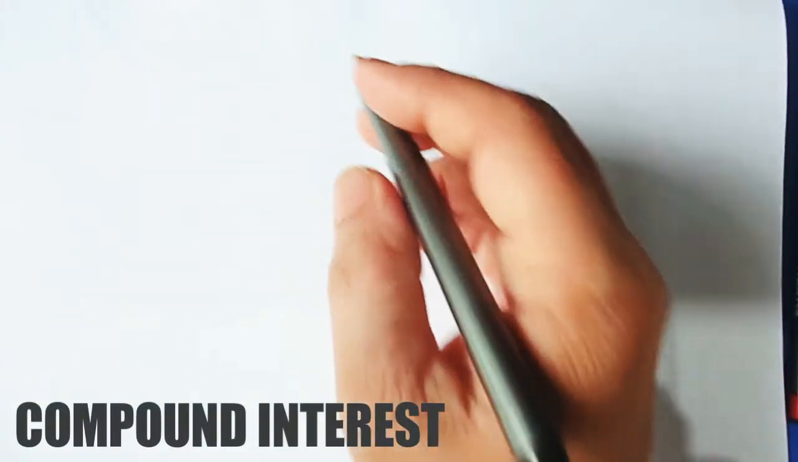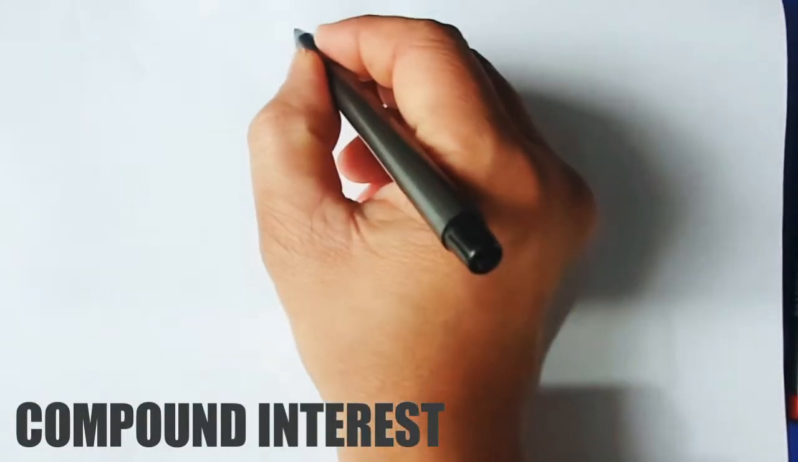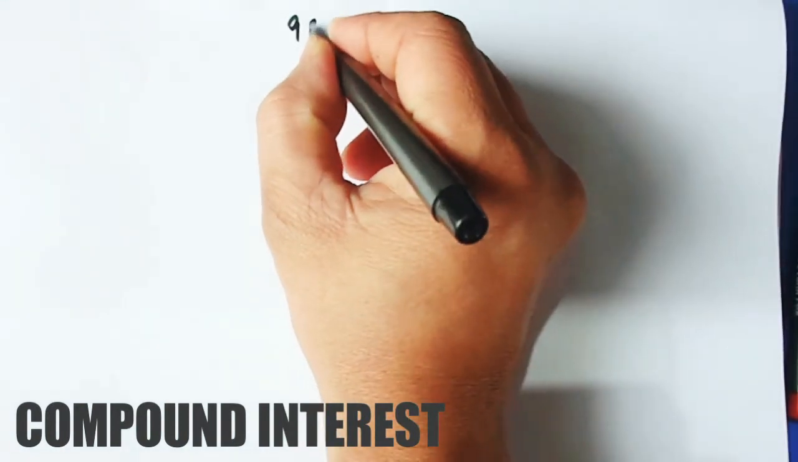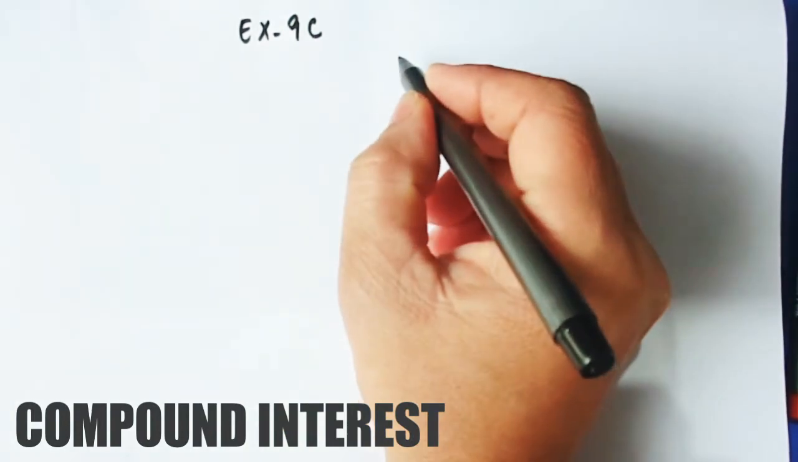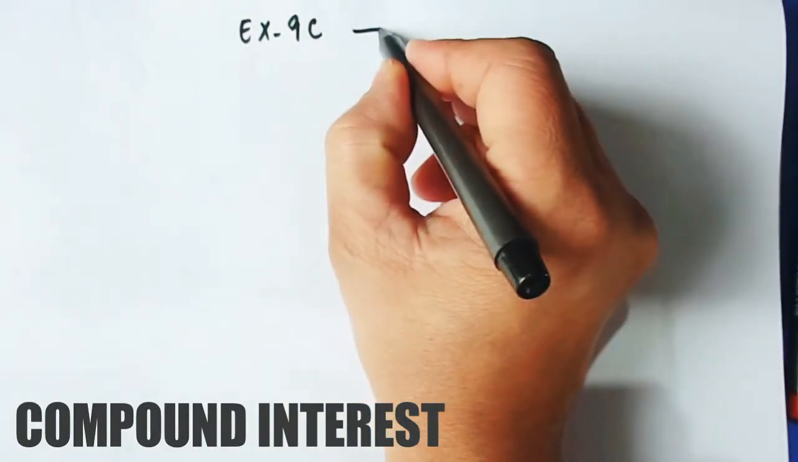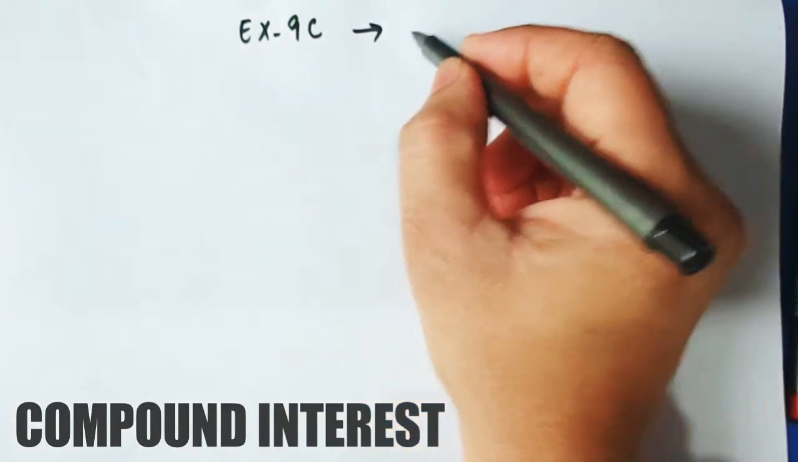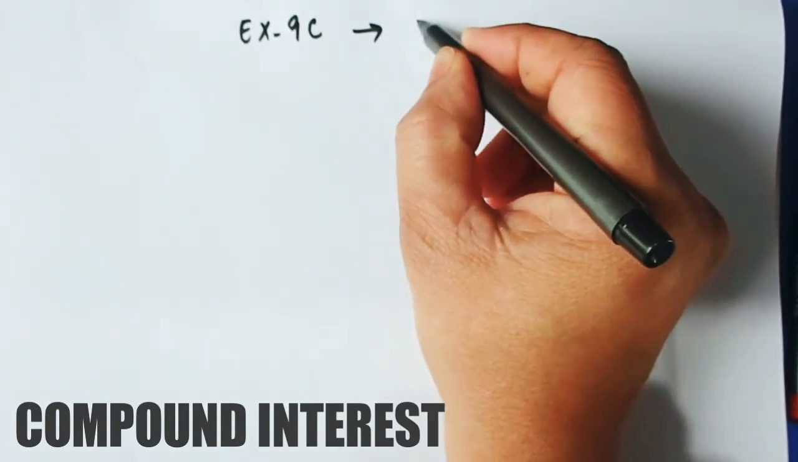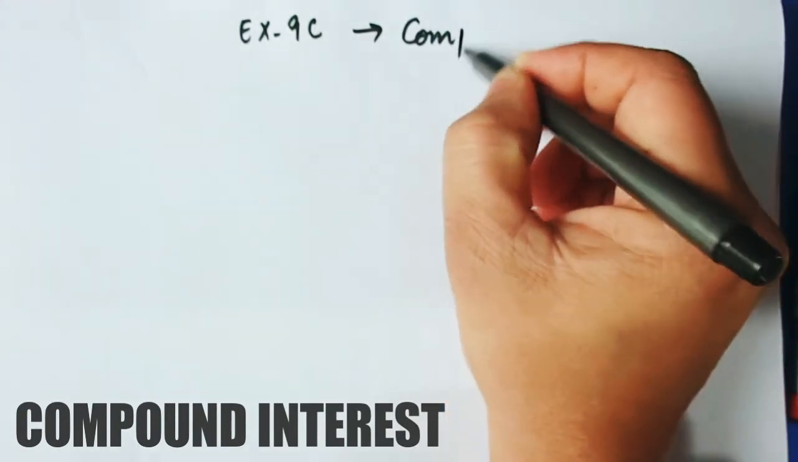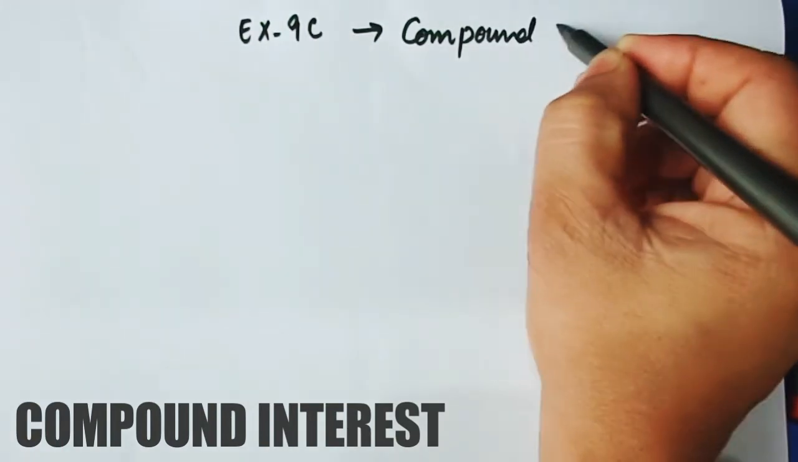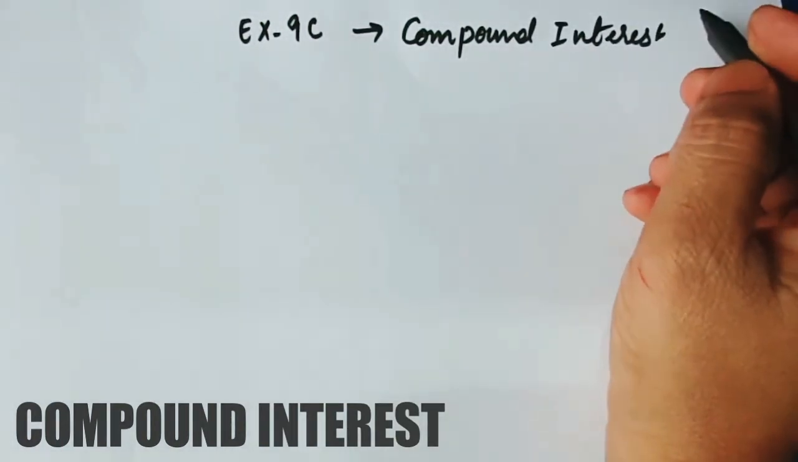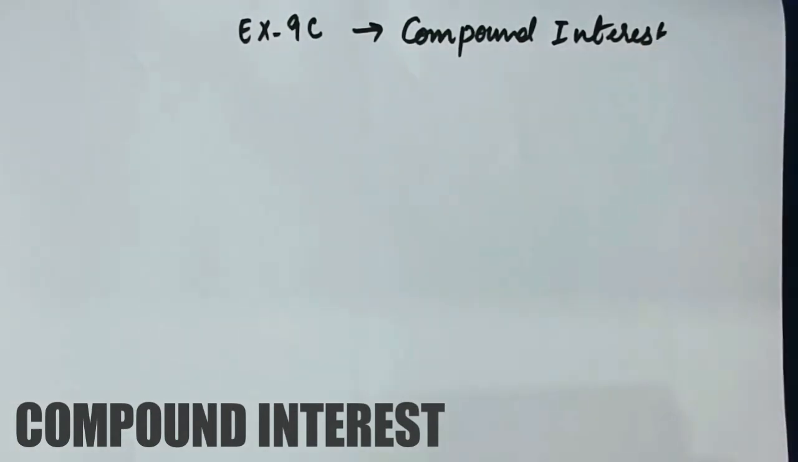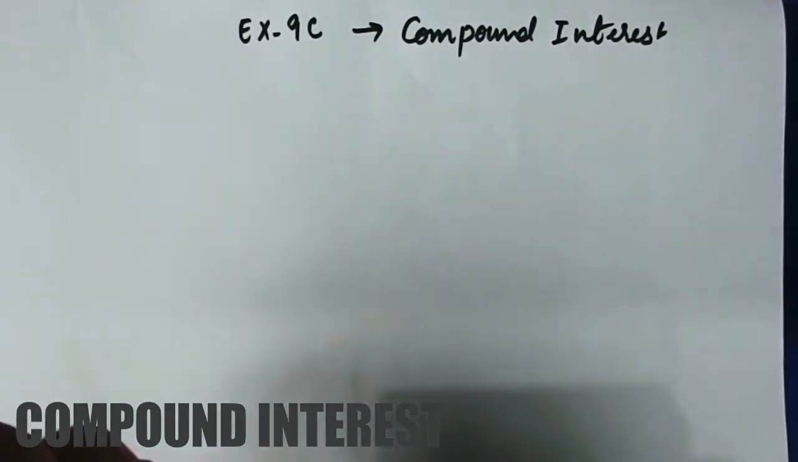So here we have our exercise 9C. Now what is special about this exercise 9C is that it deals exclusively with compound interest, isn't it? Compound interest. Now what is new in this compound interest, and what had we learned previously?